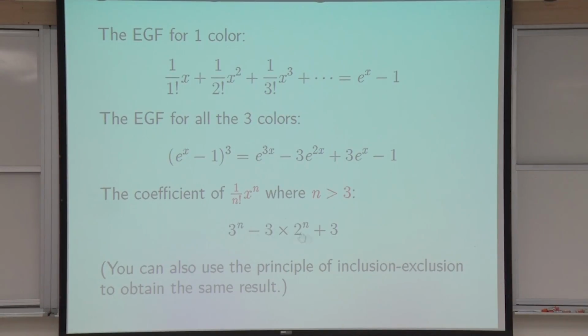So for this equation, you can actually also use the principle of inclusion and exclusion to obtain the same result. So for example, this is 3 colors, and this is one. This is where we are lacking one of the colors, and this is where we are lacking 2 of the colors. So is everyone okay with the first 2 questions? Okay.